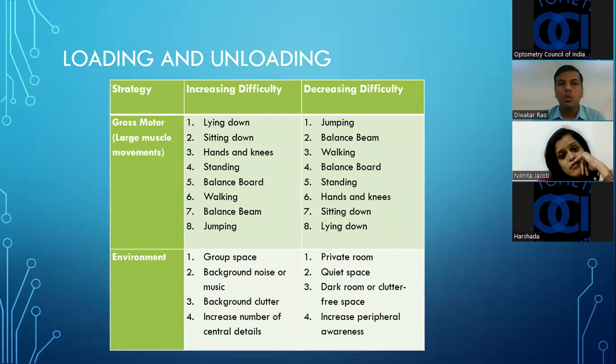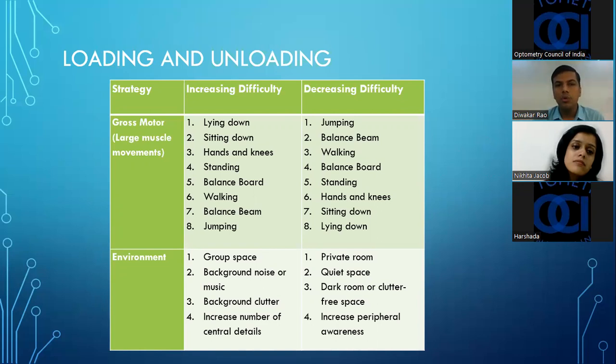So what loading and unloading can we do throughout the therapy? Gross motor, that is when you're working on gross motor therapies. To increase the difficulty, you can make the patient lie down or sit down, then hands and knees, and standing. But to decrease the difficulty, you can work on jumping first, then balance beam, then walking, then balance board, then standing, and lastly go towards sitting and lying down.